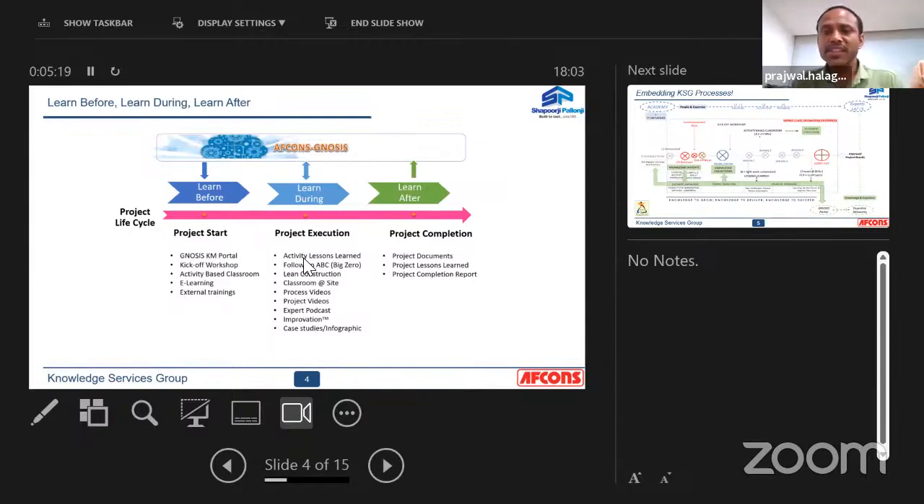So this is the framework in which we operate. This learn before, learn during, and learn after. So this framework is of British Petroleum.